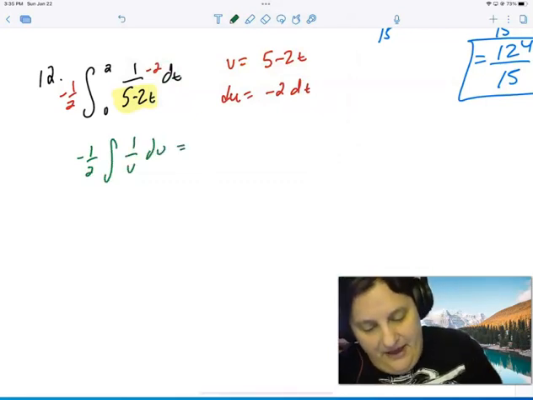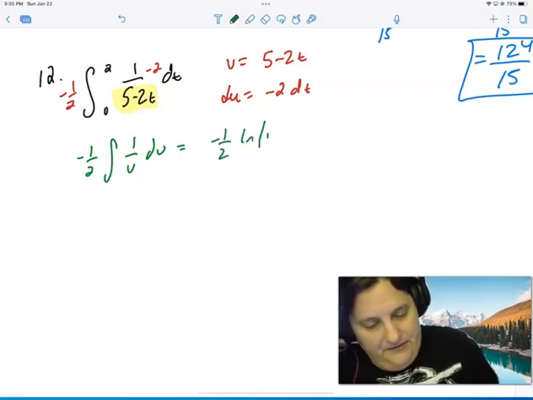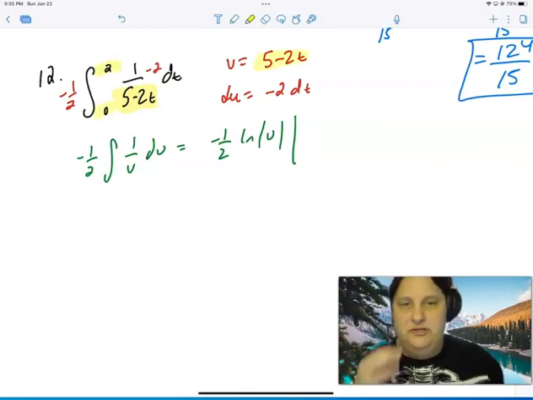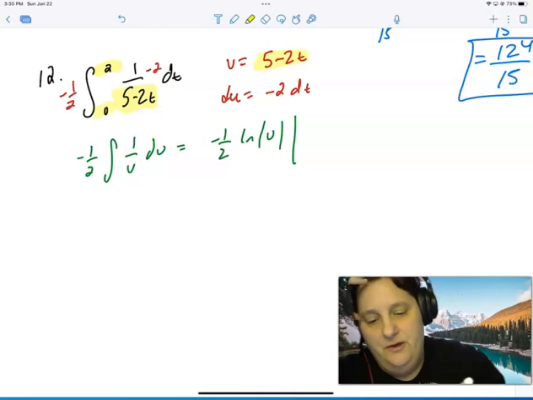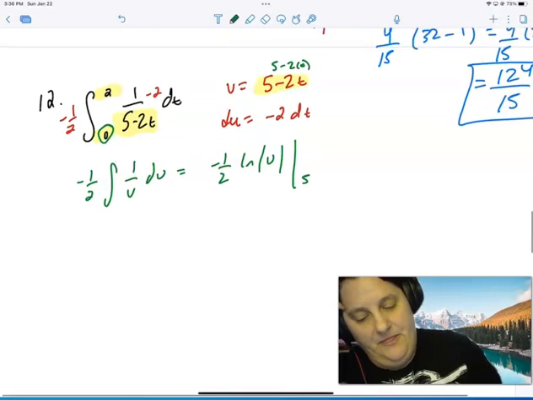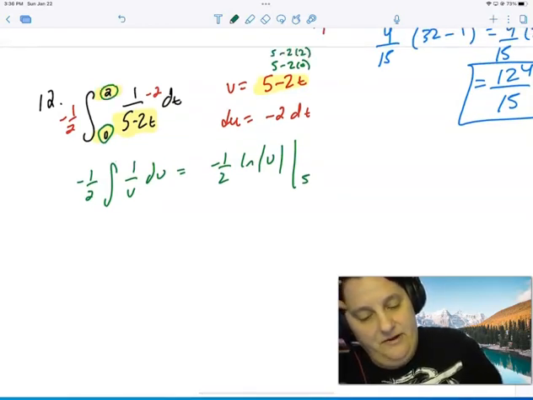We know that that is ln of u. And again, instead of plugging this in, I'm going to go ahead and convert my endpoints. I just think it's going to be a little bit easier. So to convert my endpoints, I take 0 and I put it in here. 5 minus 2 times 0, so 5 minus 0 is 5. And then I take 2 and I put it in here. 5 minus 2 times 2, 5 minus 4 is 1.